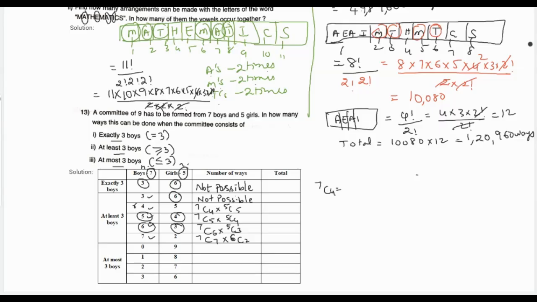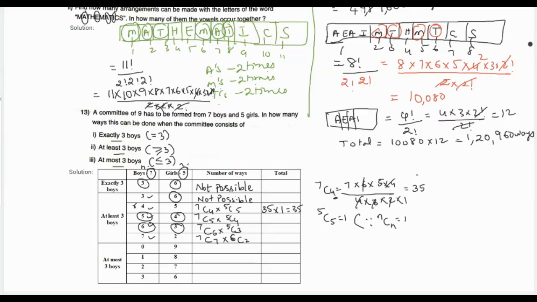7C4 is nothing but 7 into 6 into 5 into 4. We have to take 4 reverse numbers because we have 4 digits here, divided by 4 factorial, 4 into 3 into 2 into 1. So here 4 and 4 get cancelled. 3 2s are 6, 6 gets cancelled. So it will be 35. So it will be 35 into 5C5, which will be 1, because NCN is 1. So 35 into 1 will be 35.